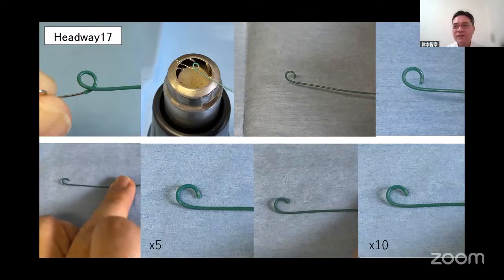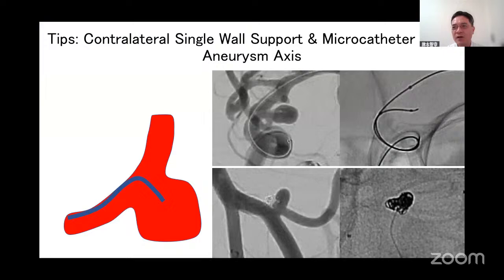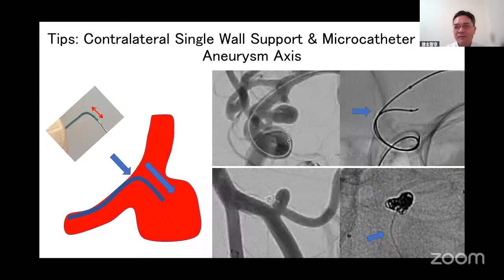And this is the basic strategy for how to shape the microcatheter. A simple support is provided on the contralateral vessel wall, and the microcatheter is inserted along the long axis of the aneurysm. After bending, it is best to adjust the length of the microcatheter so that the tip is in the middle of the aneurysm or about the proximal third.